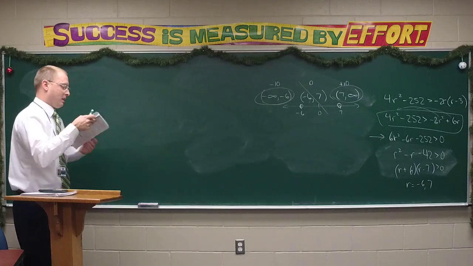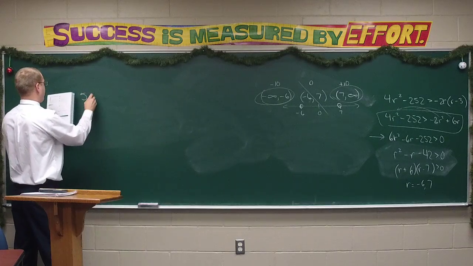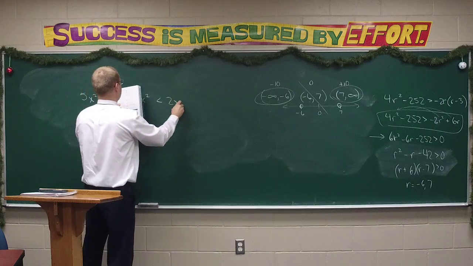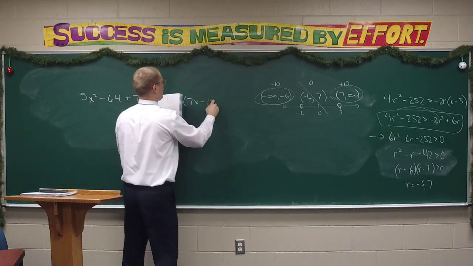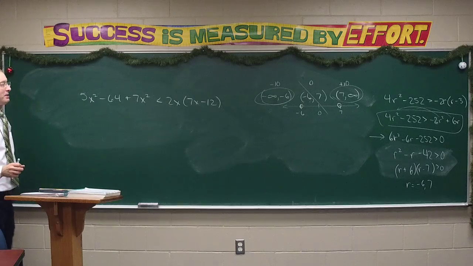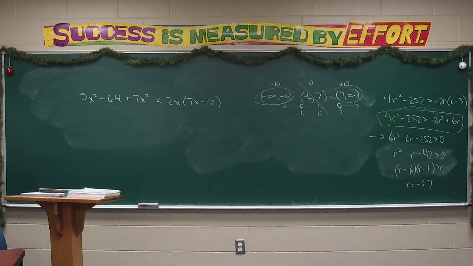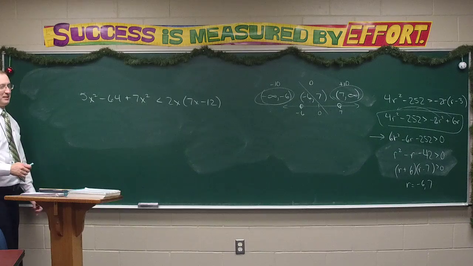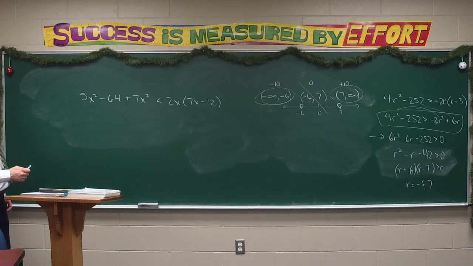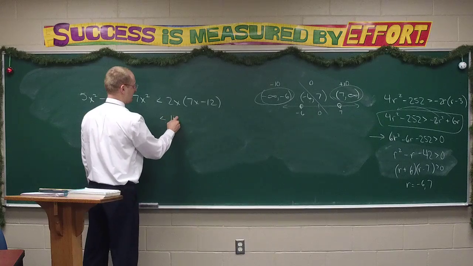Let's look at number 16. Finally, as we finish out the homework, we have 5x squared minus 64 plus 7x squared is less than 2x times 7x minus 12. Make sure I listen carefully as we're told what to copy down here as we simplify. Michael, my favorite student. All right. I'm going to work from the board. You're going to distribute the 2x to get 14x squared and negative 24x.